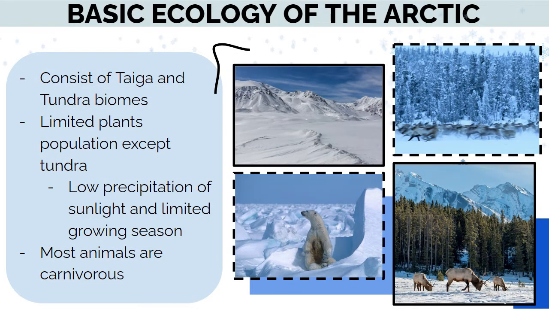Moving on to the ecology, the Arctic consists of taiga and tundra biomes. Species diversity, nutrient availability, precipitation, and average temperatures increase as you move from the tundra to boreal forest. There are limited plants in tundra biomes due to the extreme cold, low precipitation, a limited growing season, which is only between 50 to 90 days, and virtually no sunlight throughout winter.